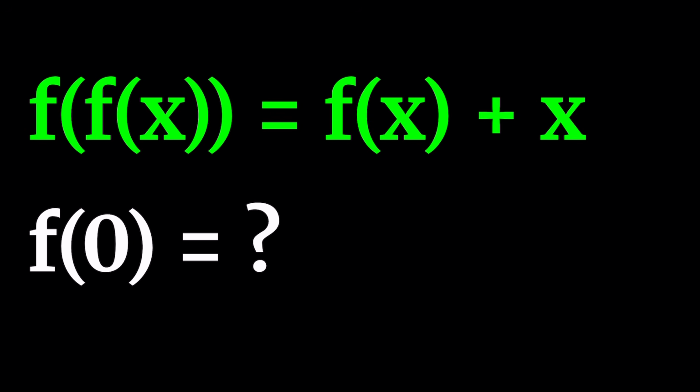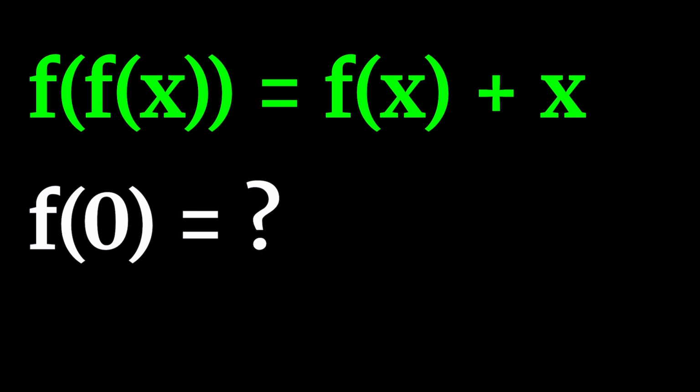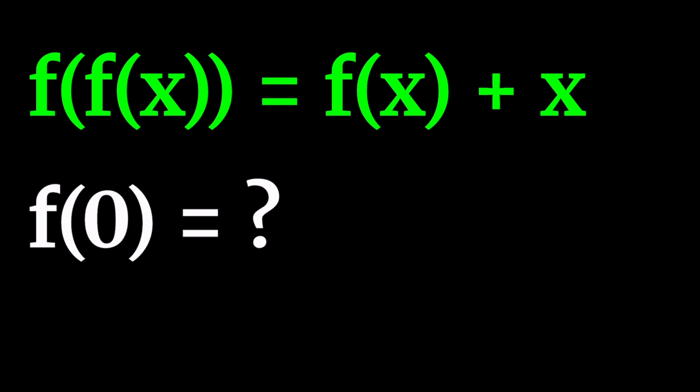Anyway, the problem is we have f of x given as f of x plus x, and we're supposed to find f of 0. Is the solution unique? How many methods can we use? How can we solve this problem? Those are some of the things that I want you to think about as we go into the solution. I'll be presenting two methods, and let's start with the first one.